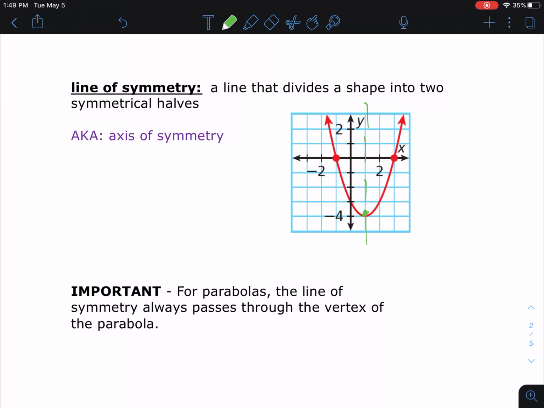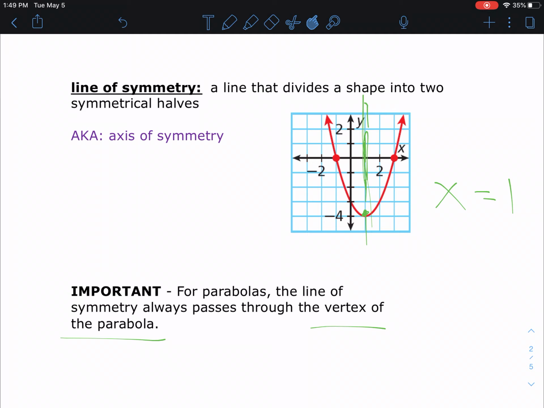And for parabolas, our line of symmetry will always be a vertical line, so the equation will always be x equals something. In this case, like we said last time, this would be 1, because that's where it crosses the x-axis right there. Okay, and again, it passes through the vertex of the parabola. So it was pretty easy to find. If you're given a graph, it's pretty easy to sketch in and look at the graph and see if you can find that.